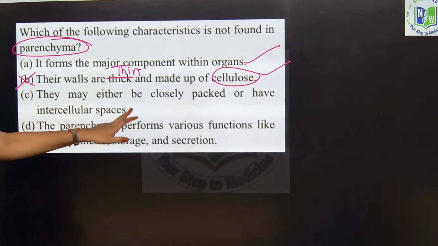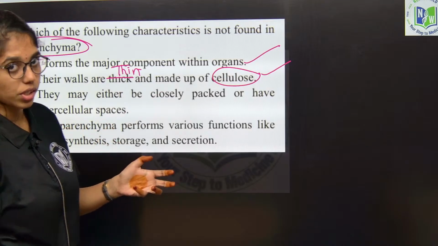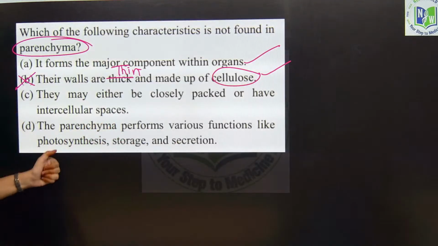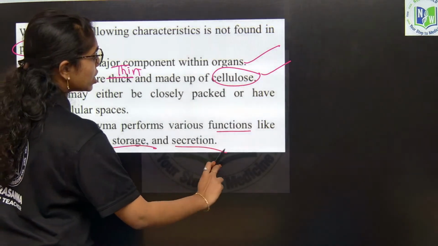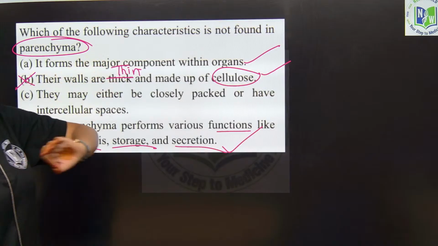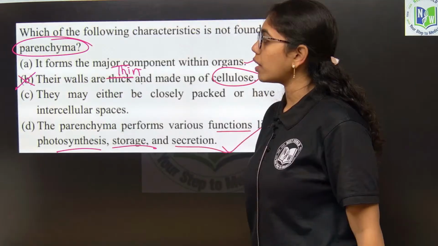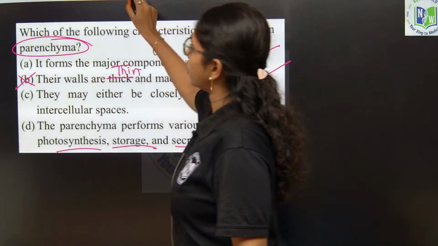They may either be closely packed or have intercellular spaces. Intercellular spaces are present in the parenchyma. The parenchyma performs various functions like photosynthesis, storage and secretion, correct. So, here the question asked is which of the following characteristics is not found in parenchyma. Which of the following is not found, beta? Option B will be the right answer over here. Next question, you see.